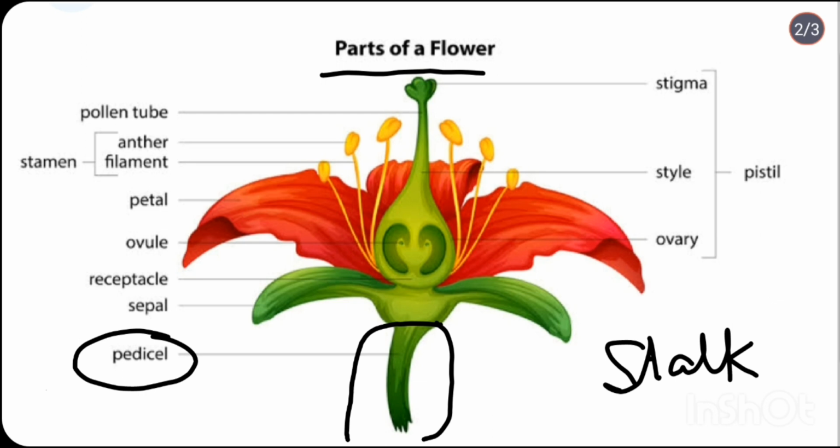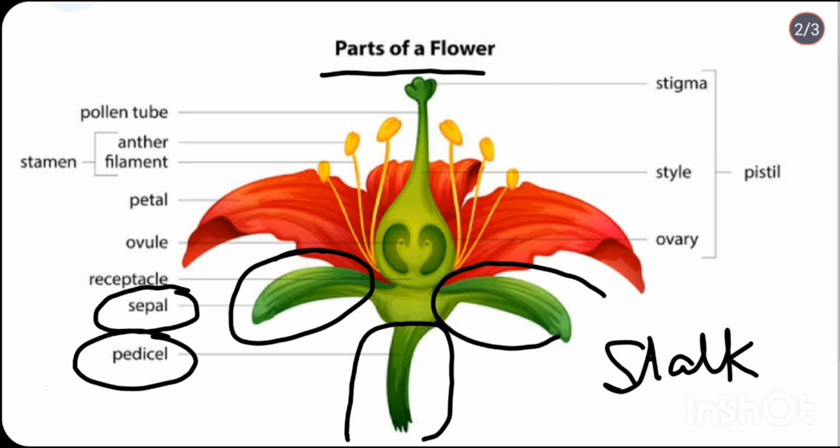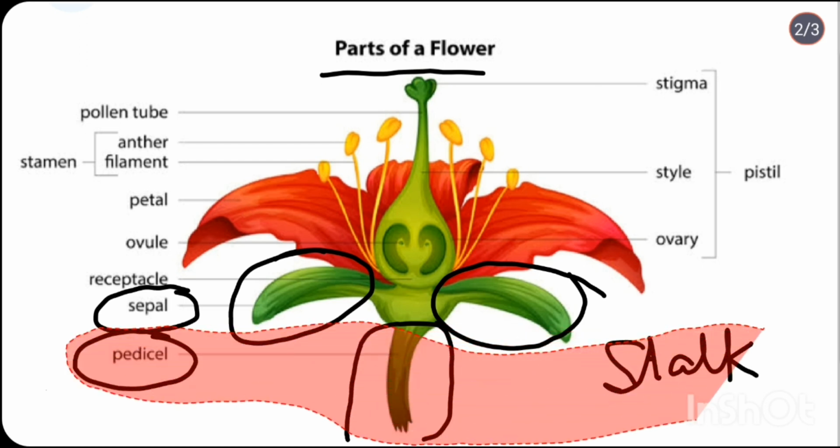Stalk, S-T-A-L-K, stalk of the flower. Now the next one is sepal. Sepals are the leaf-like structures on the flower, as you can see here, right? These leaf-like structures are known as sepals of the flowers.